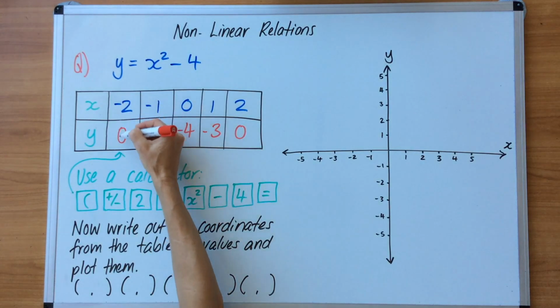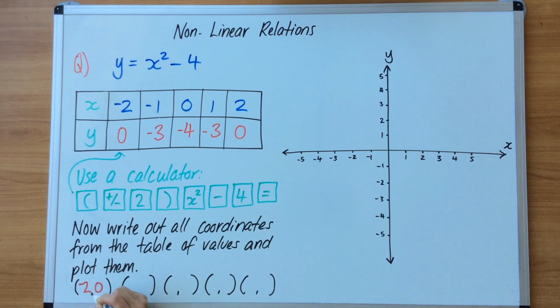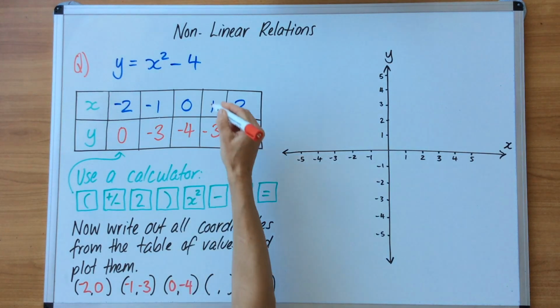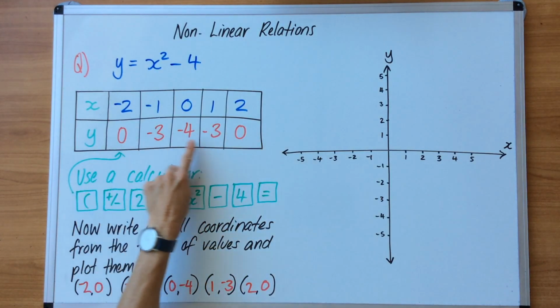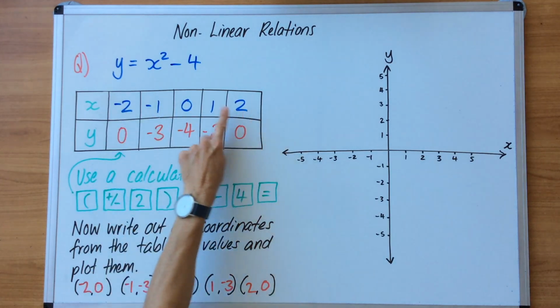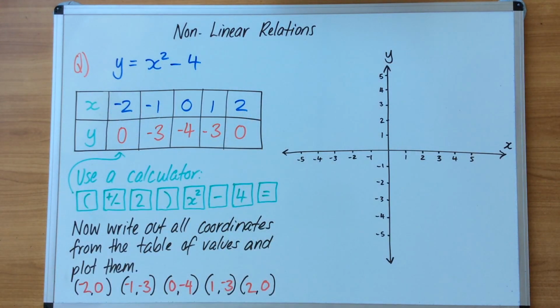So reading here, it's -2 and 0, -1 and -3, 0 and -4, 1 and -3, and 2 and 0. You can see the pattern that's transferred down into the coordinates, because not only does the bottom of the y have that sort of pattern, so does the top part here for x. Let's now go ahead and put this into the Cartesian plane on the right hand side.